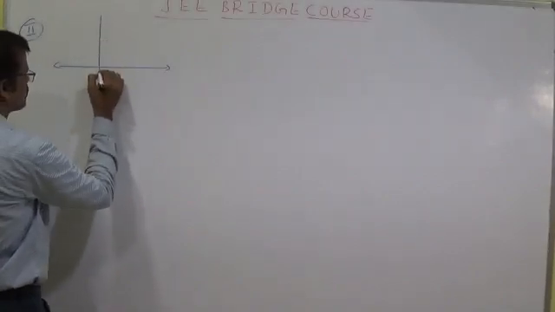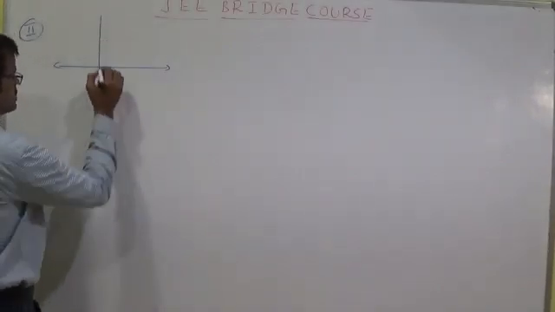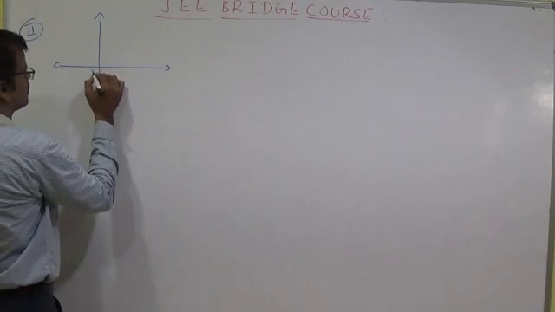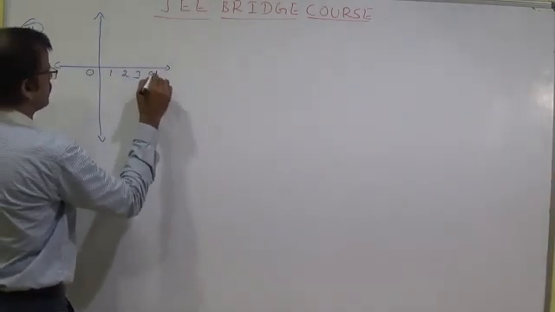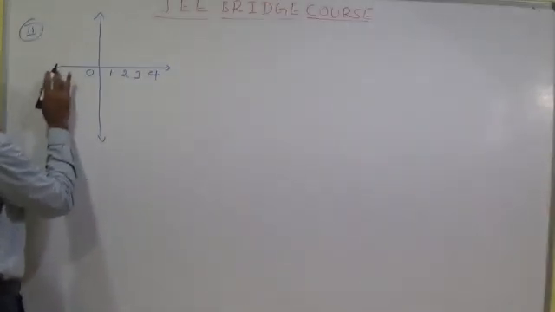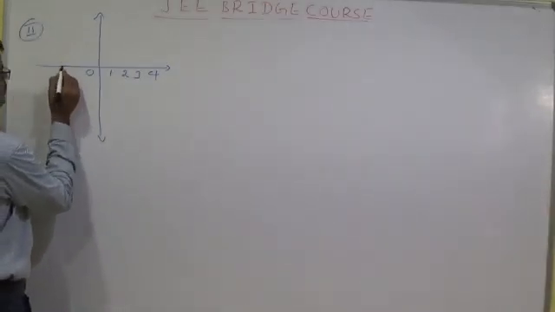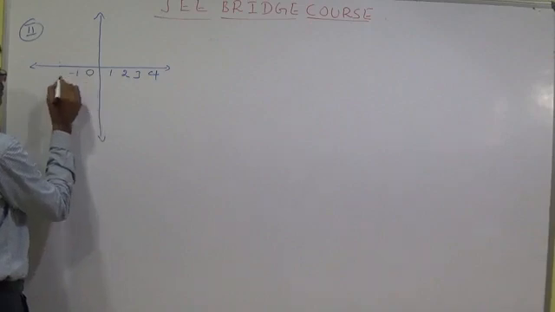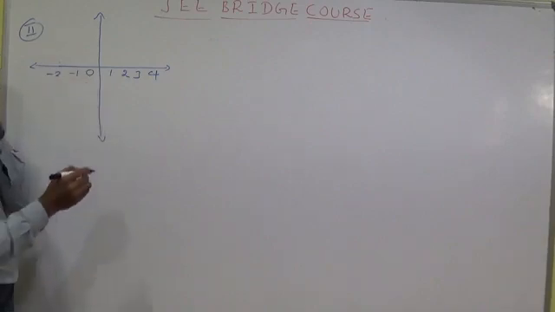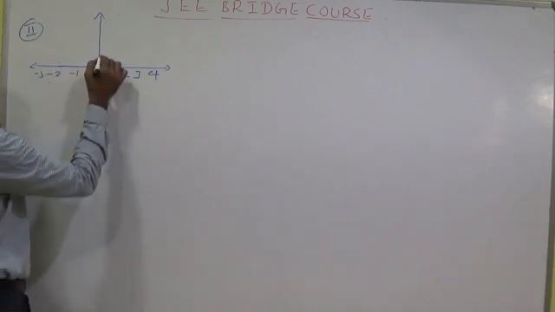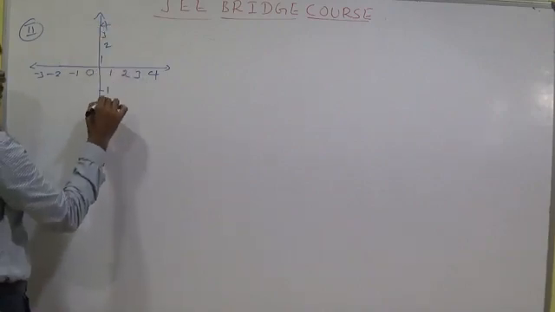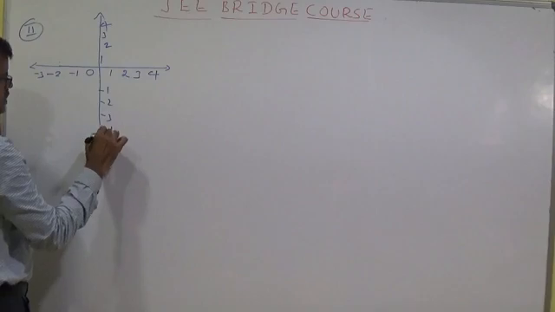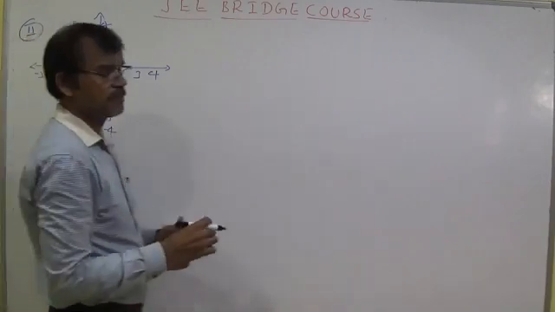Let us draw the axis like this. Put here 0, and take here 1, 2, 3, 4 like this. We can extend this one. Here -1, -2, -3. Here 1, 2, 3, 4 like that. Here -1, -2, -3, -4 like that.